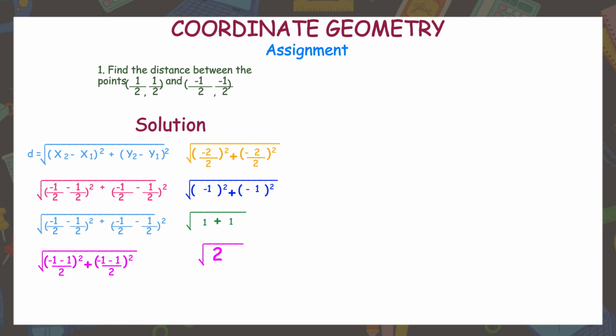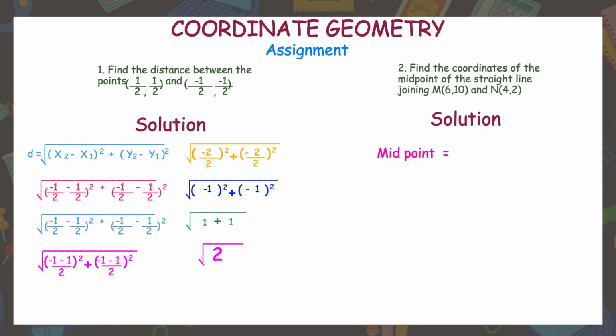Now, in the second question, we have to find the coordinates of the midpoint of the straight line joining the point M, where we have 6 and 10, and point N, where we have 4, 2. So, number 2, midpoint.